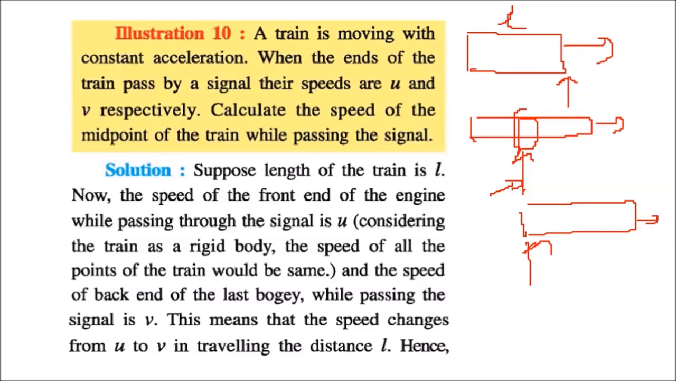The speed of the front end of the engine while it is passing the signal is u. We just consider the train as a rigid body, so the speed of all points will remain the same. And the speed of the back end, the last bogie, while passing the signal is, sorry, v. So the speed changes from u to v over a distance L. This is the initial velocity, this is the final velocity.